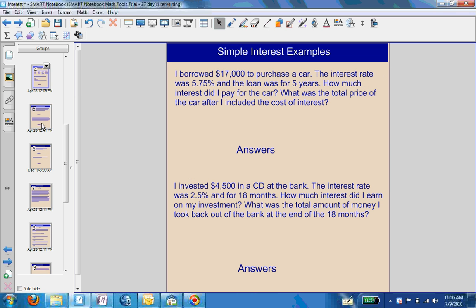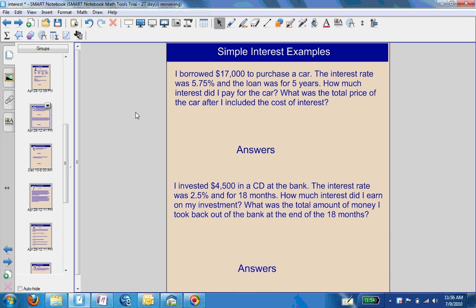In our next example, I borrowed $17,000 to purchase a car. And this is a typical price of a not very expensive new car. The interest rate was 5.75%, which is very realistic, and the loan was for 5 years, again, very realistic. How much interest did I pay for the car? What was the total price of the car after I included the cost of interest?